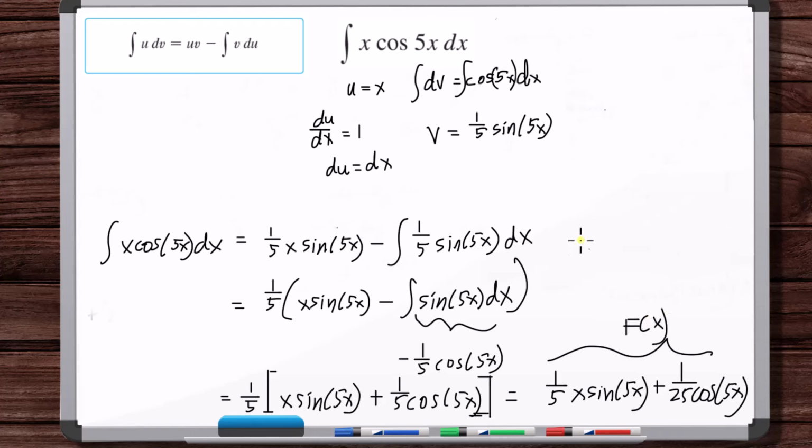This is the capital F of x, so if you take the derivative of this, you're going to get the original function. But to make it the full antiderivative, you put the plus c on the end. So we've got 1/5 x sine 5x plus 1/25 cosine 5x plus c.